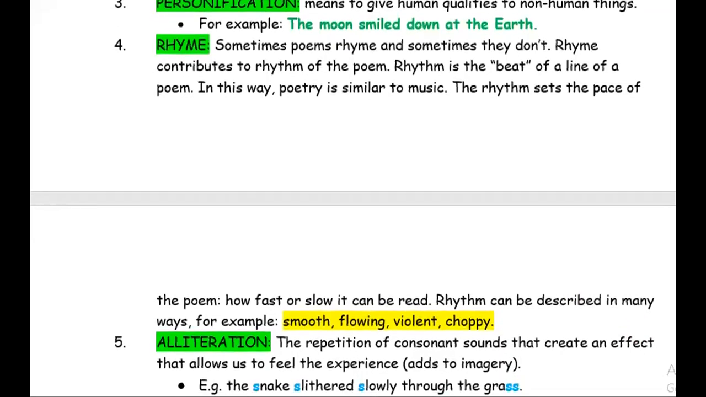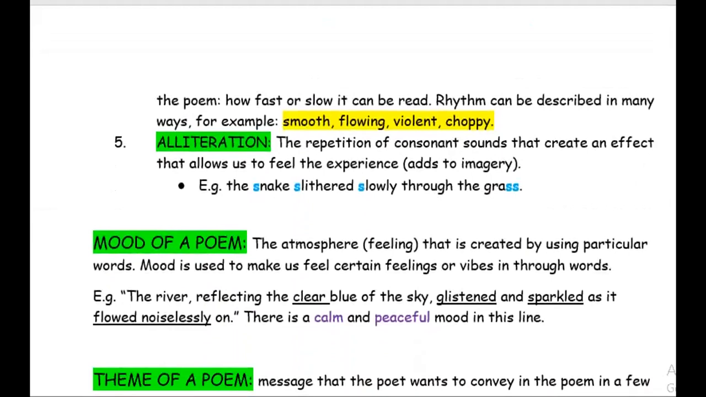The next figure of speech is alliteration. Alliteration is the repetition of consonant sounds that create an effect and that allow us to feel the experience. So if you are repeating the letters that are not vowels, those are called consonants. So any other letters besides A, E, I, O, and U. Example: the snake slithered slowly through the grass.